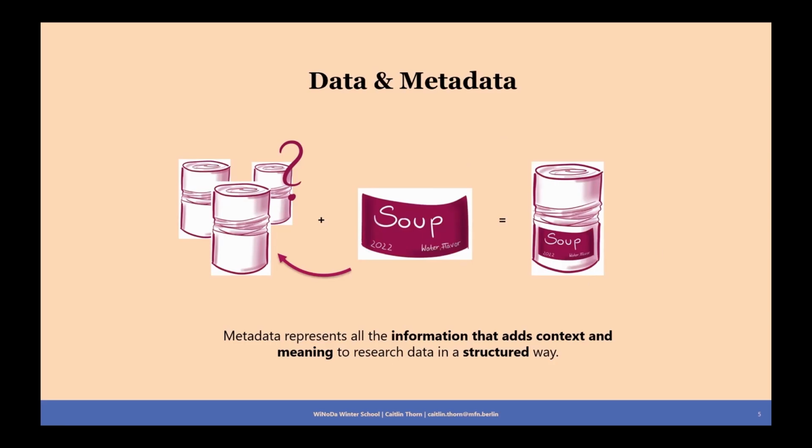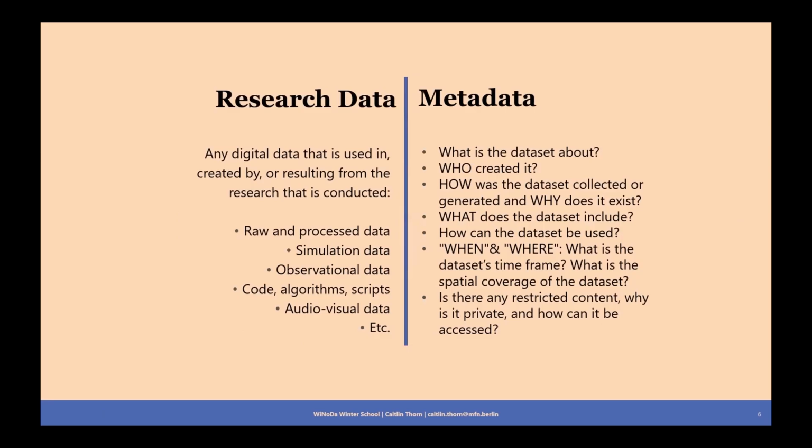The metadata represents all the information that adds context and meaning to research data in a structured way. Research data is any digital data that is used in, created by, or resulting from research. It could be raw data that you collect in the field, simulation data, observation data. It could come from code, algorithms, scripts. It could be audio-visual data. It's basically just any data you create or use for research.